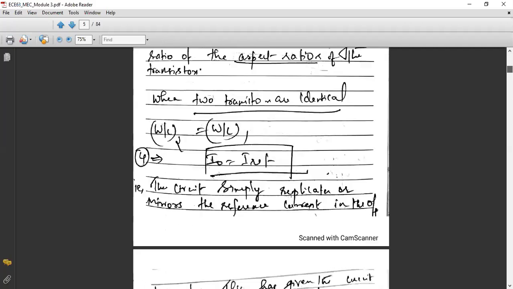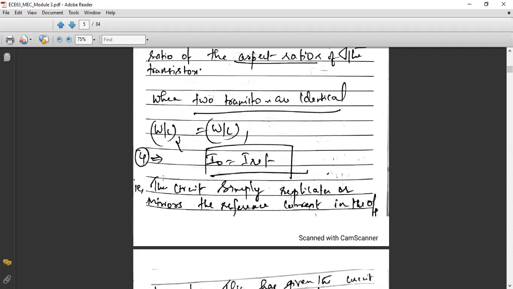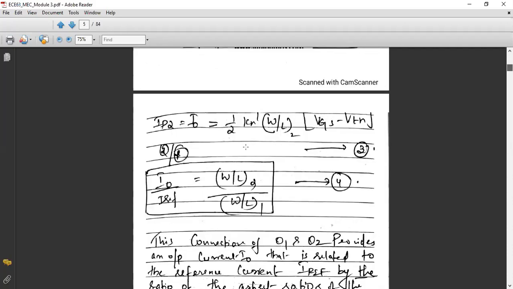Suppose you need twice the current of the reference. Suppose you have fixed IREF as 2 ampere and you need 4 ampere, then what should you do? You will have to maintain this ratio as 2:1. So the W by L ratio of the second transistor should be twice the W by L ratio of the first transistor. In that case, you can obtain twice the reference current as I0. In this way, you can replicate more stages.